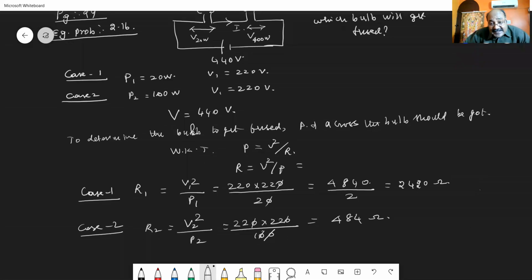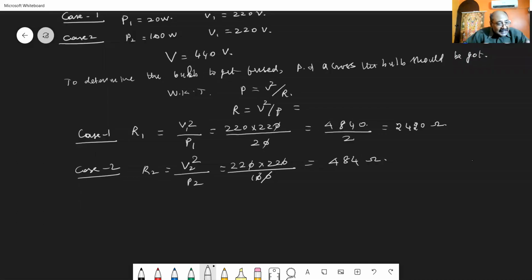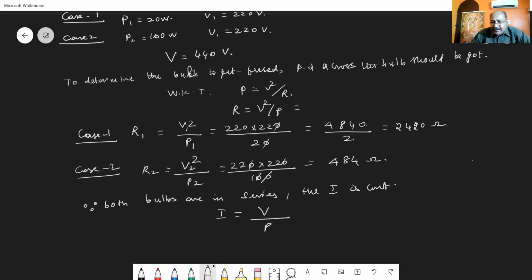Since both of the bulbs are connected in series, the current I is constant. How to calculate the current? Current is equal to V divided by R, where R is the total resistance in the circuit. So I am writing R total. R total is nothing but the total resistance of the two bulbs, that is R1 plus R2.